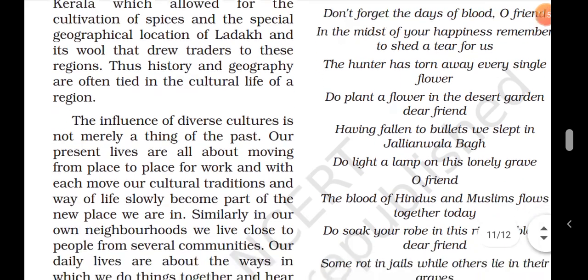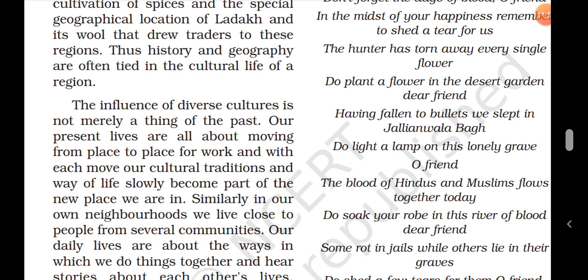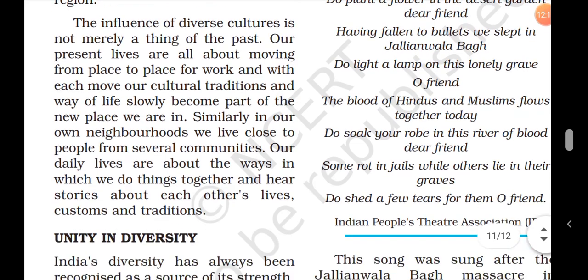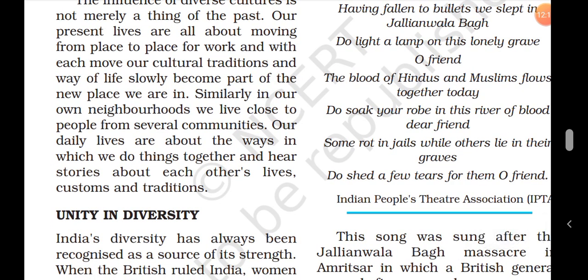Okay, and the influence of diverse culture is not merely a thing of the past. Our present lives are also about moving from place to place for work, and with each move our culture, traditions and ways of life slowly become part of the new places we are in. And similarly in our neighborhood also, we live close to people from several communities, and our daily lives are about two ways in which we do things together and hear stories about each other's lives, customs and traditions.